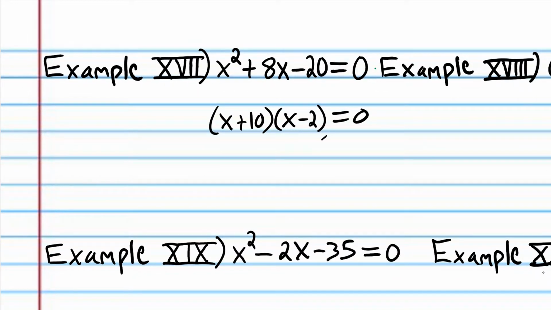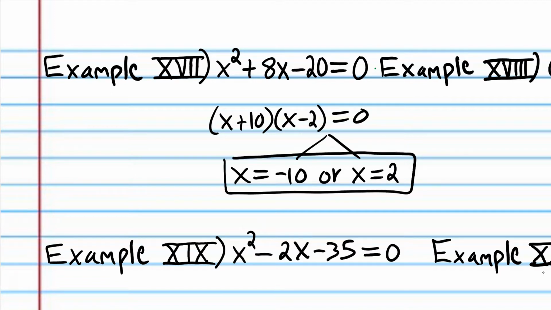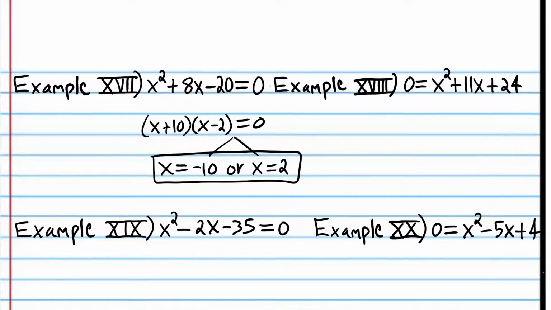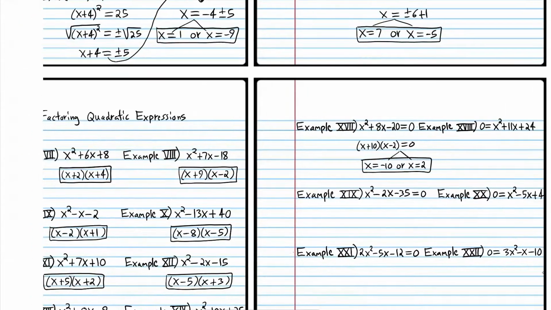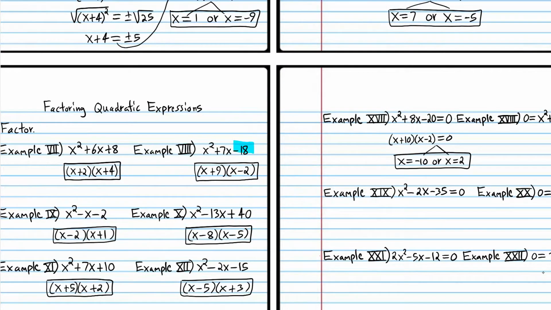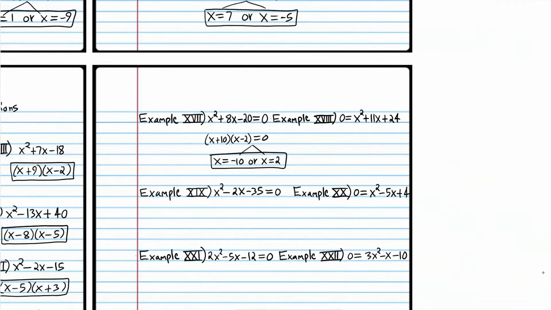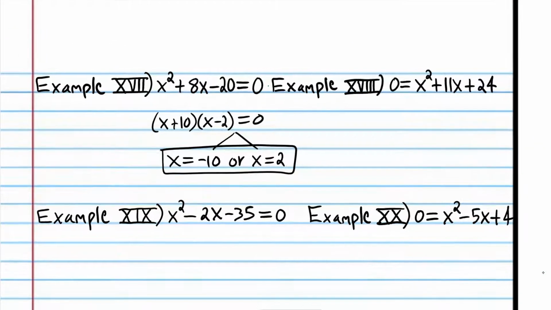And so, again, 10 times negative 2 is negative 20, and 10 plus negative 2 is 8. So now x is going to be equal to negative 10, or x is going to be equal to 2. And those are the answers. So again, it's very important to understand that this is different from what we were doing previously. Previously, we were just changing the form of an expression, but now we're actually using that to solve an equation.